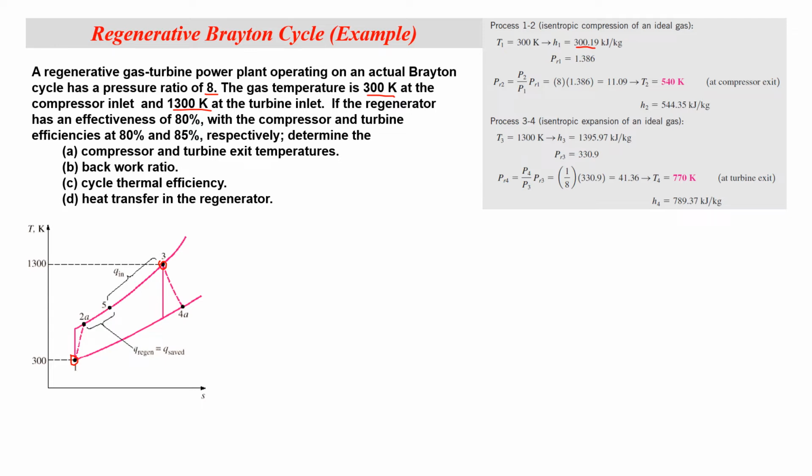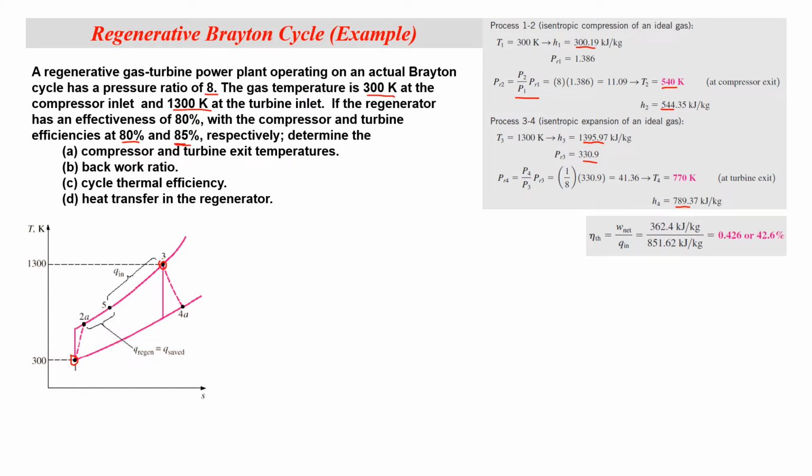You can use those pressure ratios to find the new temperatures. Once you have all four of these enthalpies, you can solve this basic example of the Brayton cycle, and you get your efficiency to be around 42.6%, right? But we are also given the compressor and turbine efficiencies at 80% and 85% respectively.